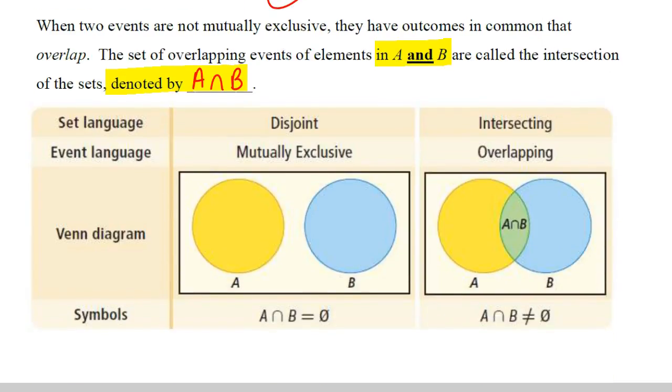Now let's look at the word "and." When we were using the word "and," these are overlapping events. And we have a different symbol that we use for this. So in the previous one, it looked kind of like a U. This is an upside down U. That represents an intersection. So A intersect B would reference the overlapping section of two not mutually exclusive events. So let's look at some examples for these.